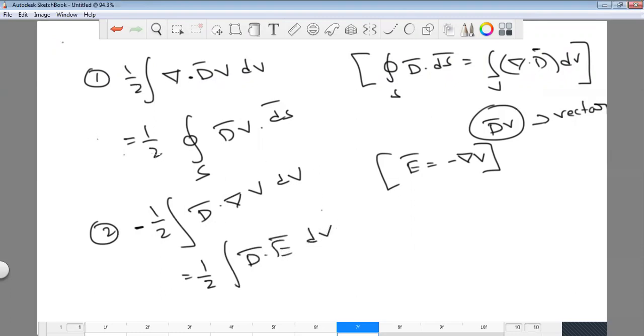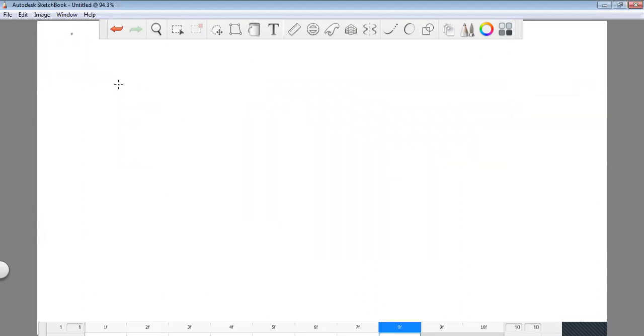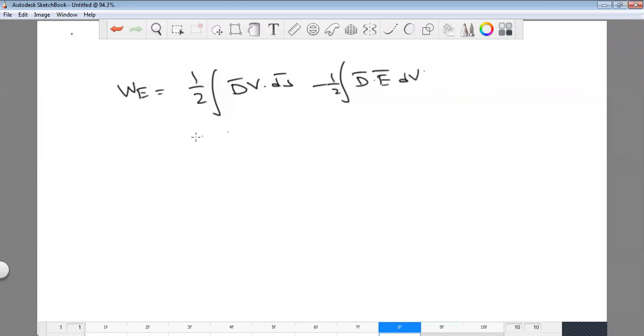So equation 1 becomes 1 by 2 closed surface S V D dot dS bar, and equation 2 becomes 1 by 2 integral D bar E bar dV. So by rewriting the two equations, here this is a closed surface and this is an open volume, very important.